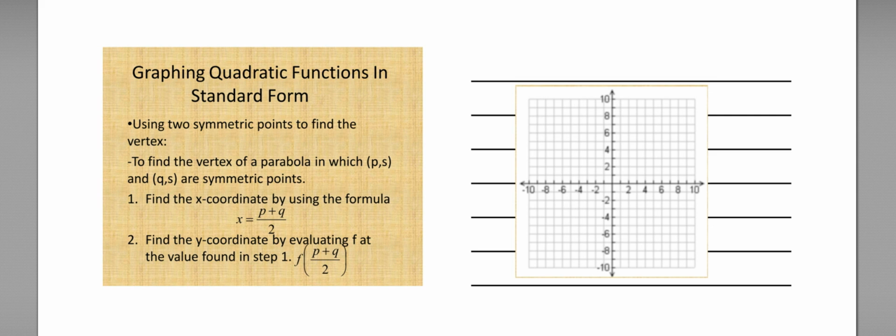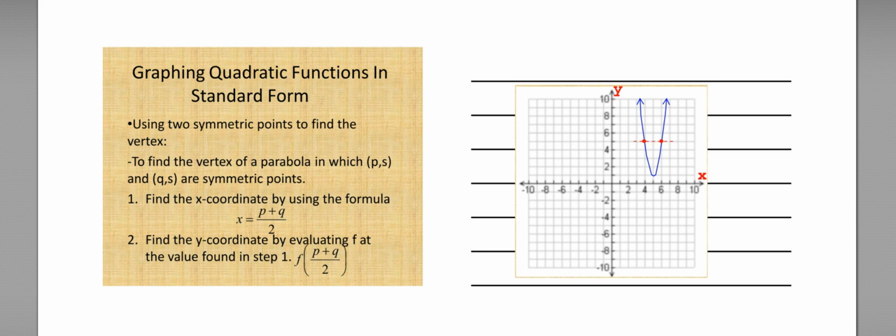So let's start with a quick sketch for reference. Let's label our axes, x and y. And let's say I have a parabola that looks like this as a reference. Now if I label a couple of points that are symmetrical, meaning they're in the same horizontal plane, there we go.